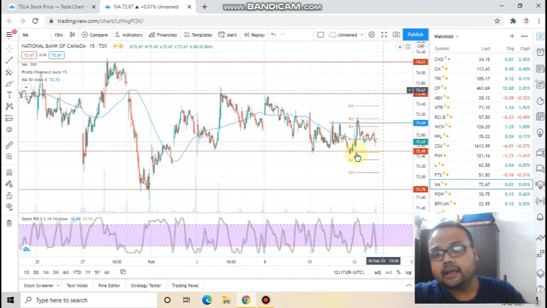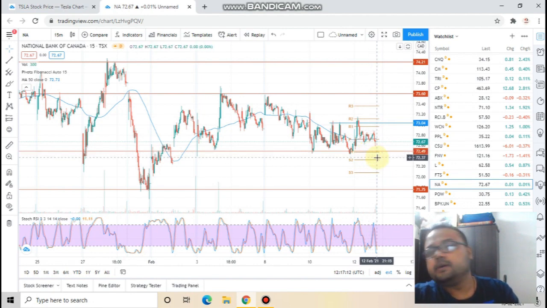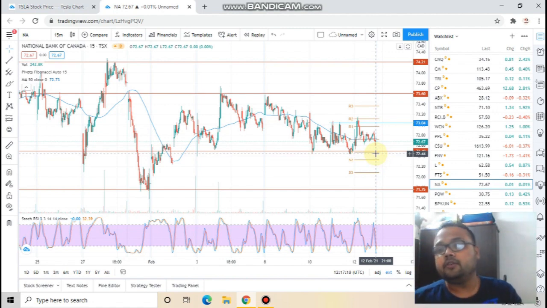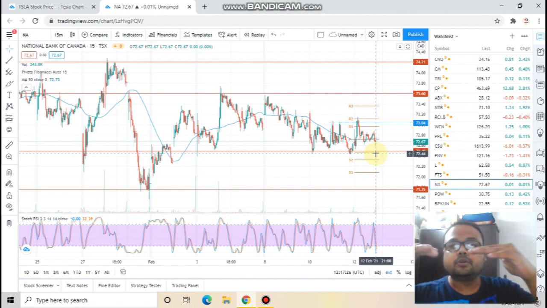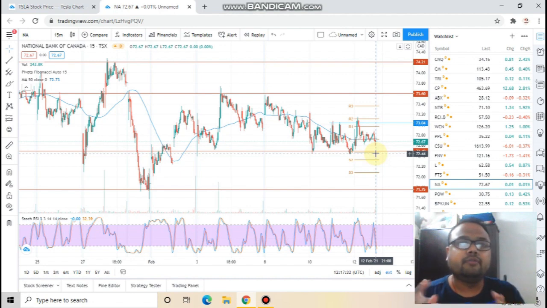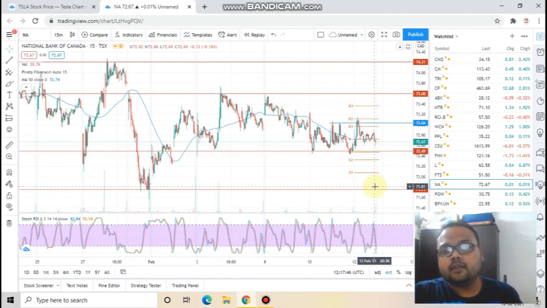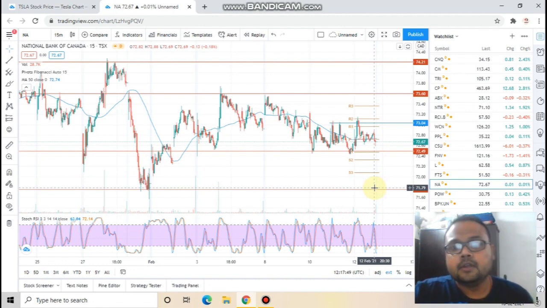Simple. And if it breaks this particular support, then also do not jump into the trade blindly. Let it stay below the radar for 15-20 minutes. Let it trade below this particular support zone. Let the support become the resistance. You just need to wait for 15-20 minutes until you see that right now it is trading comfortably below that previous support, then you can short the market and your next target would be 71.75. That's it. So these are the stocks for the day.